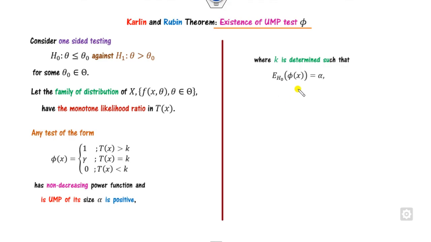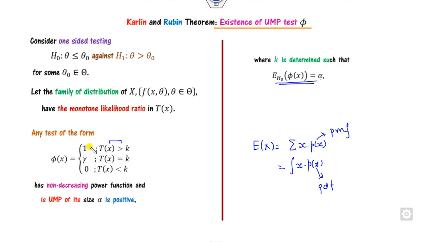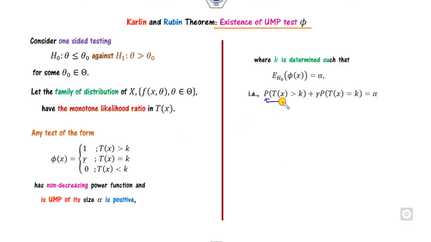So how can you find that? By the definition of the UMP test, the expected value should be alpha. We all know how to find the expected value in the case of probability. If it is discrete, then you can write it this way. If it is continuous, then you can write it this way, where P is the PMF or the PDF. Accordingly we can define it this way. This is the random variable, this is the probability. So I can write it like this: 1 times this, gamma times this, and 0 times this should be alpha.